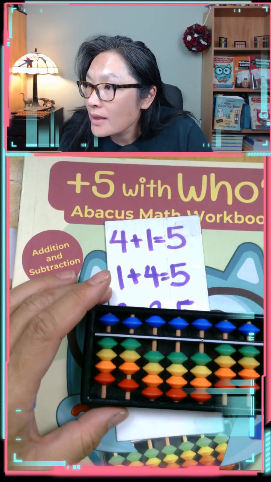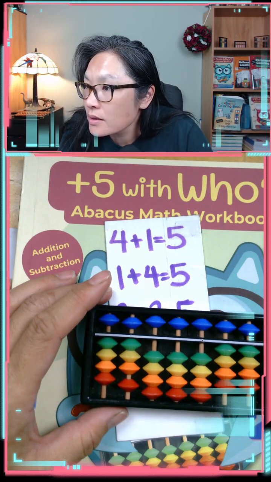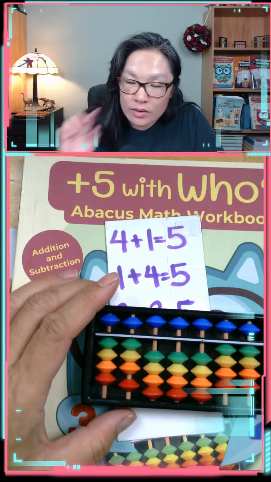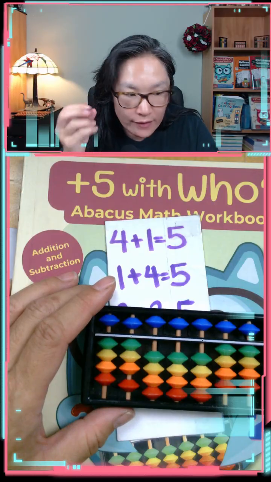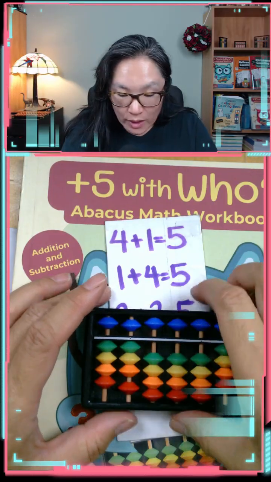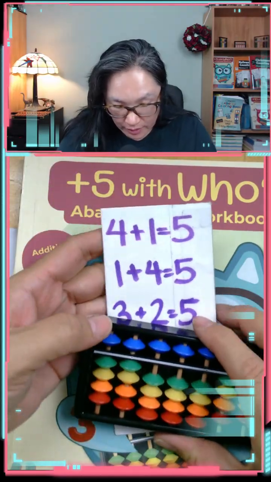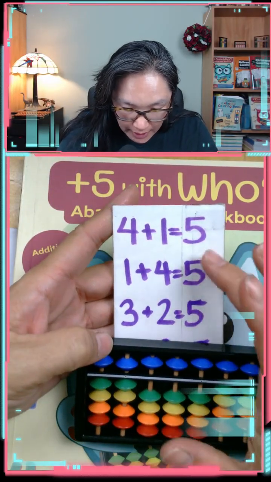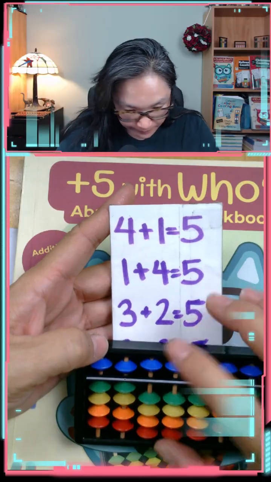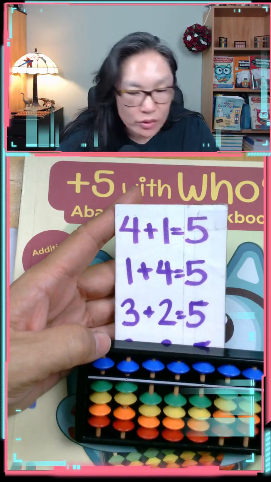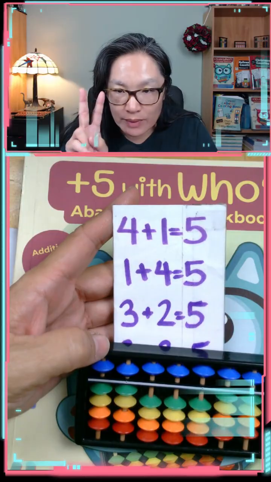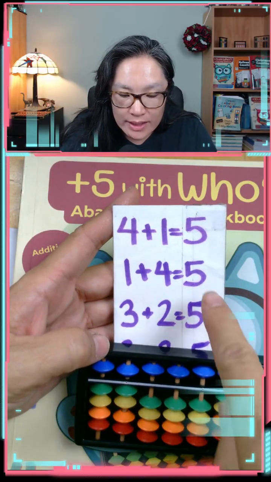What we're doing now is starting to understand the concepts of the abacus. One of the concepts is understanding how to make a 5. How to make a 5 is a fact family. There are only two fact families that we need to memorize. One fact family is how to make a 5.